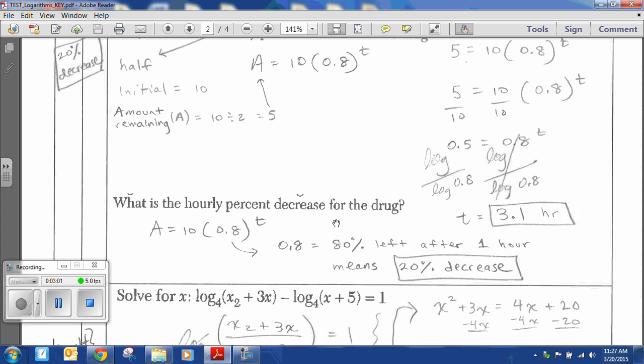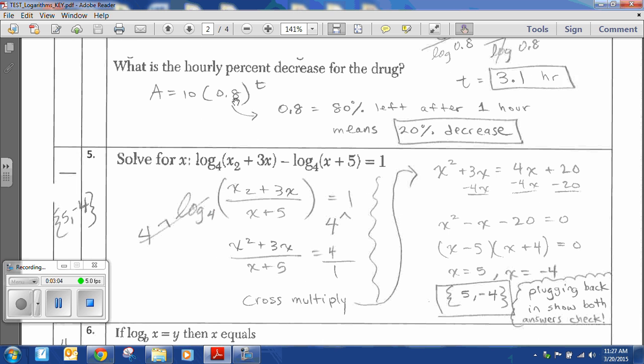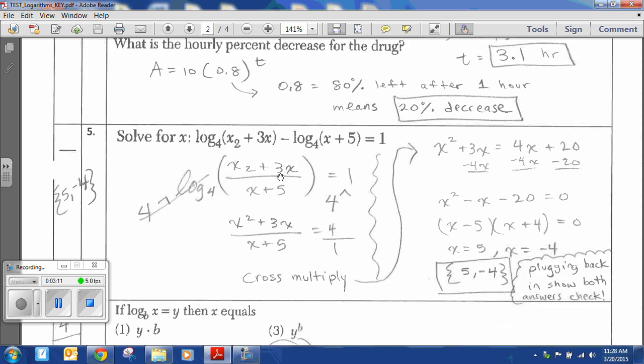What is the hourly percent decrease? Well, since it's decaying by 0.8, which is 80%, we're losing 20% every hour.